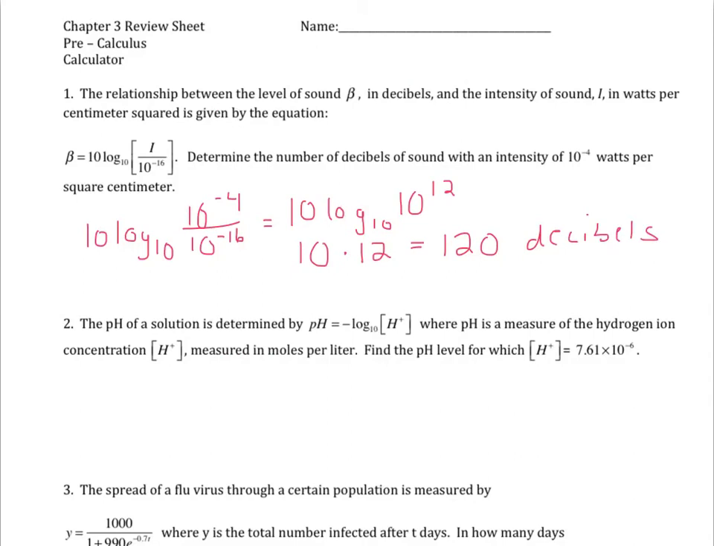And for number 2, we're given the equation of a pH of a solution, and then we're given the hydrogen ion concentration. So to find the pH, we just need to plug that in. So we have negative log base 10 of 7.61 times 10 to the negative 6. And you can just plug that directly into your graphing calculator, and we will get 5.119 moles per liter.